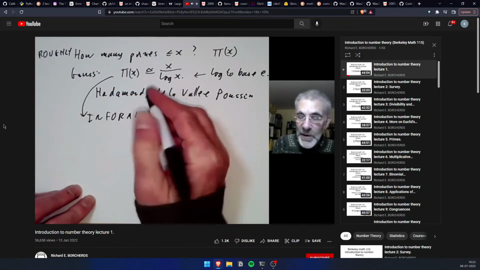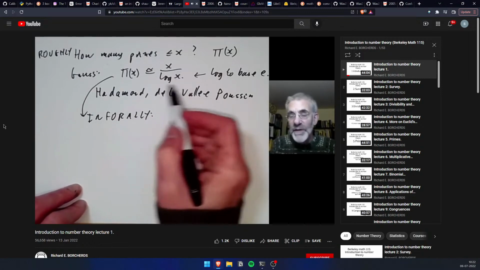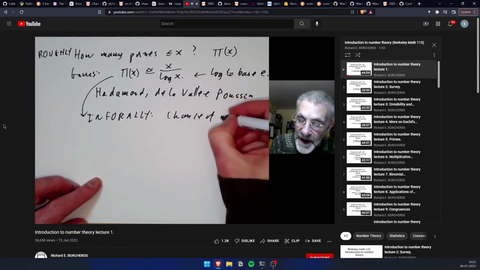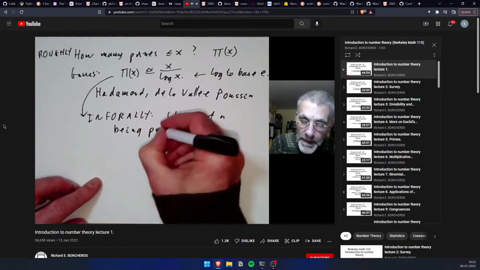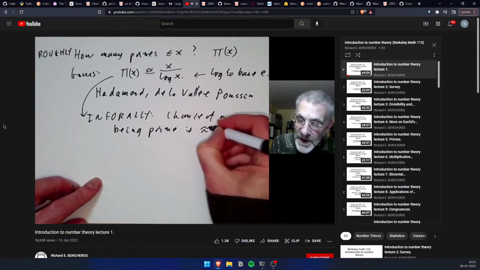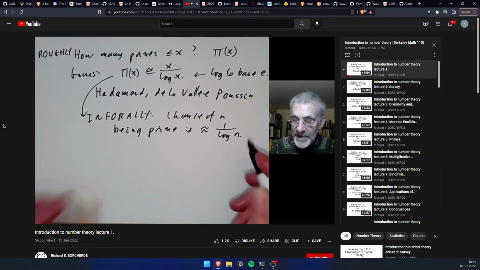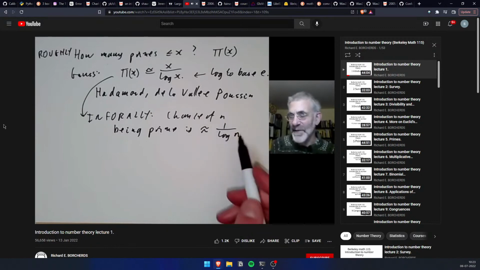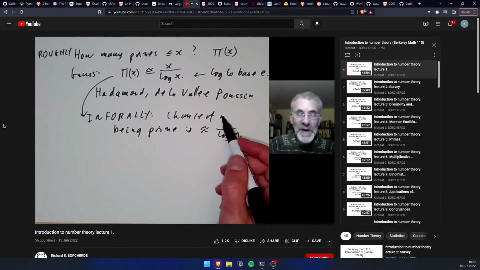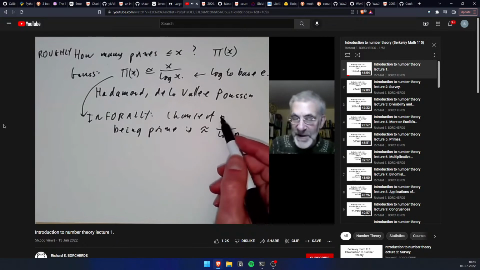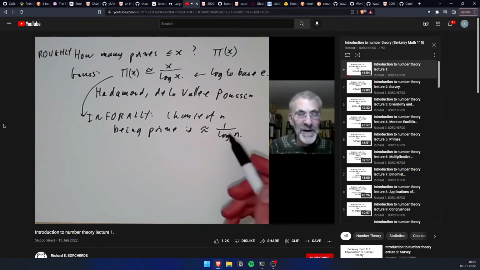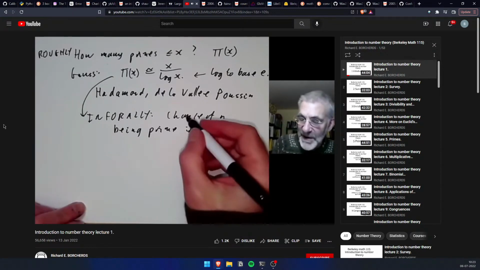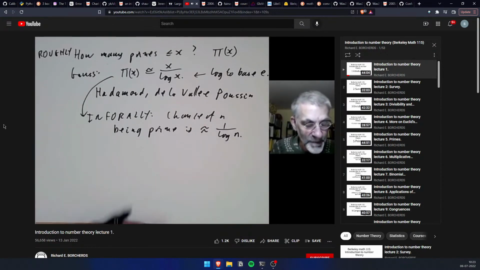It means about 1 over log x of them are prime. So we can think of this as saying the chance of n being prime is about 1 over log of n. And you've got to be a little bit careful about what you mean by this, because the chance of n being prime isn't 1 over log of n. It's either the chance of n being prime is 1 if n is prime, and it's 0 if n is not prime. So it's kind of a little bit meaningless to say what is the chance of n being prime, but whatever. It's sort of reasonably obvious what's meant.